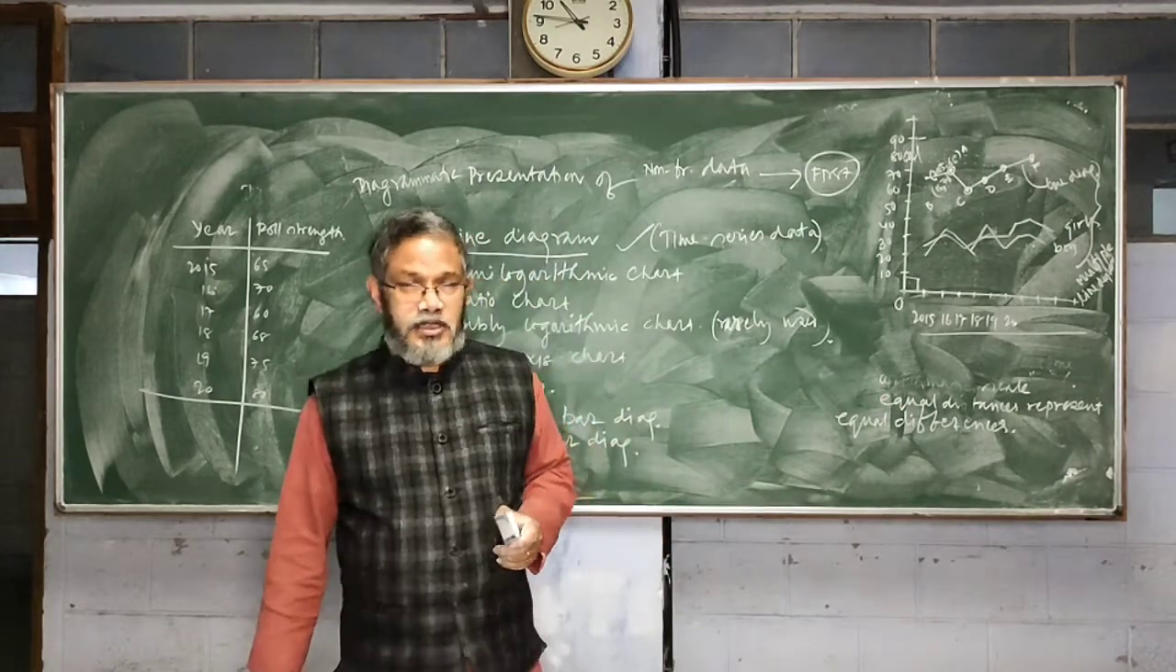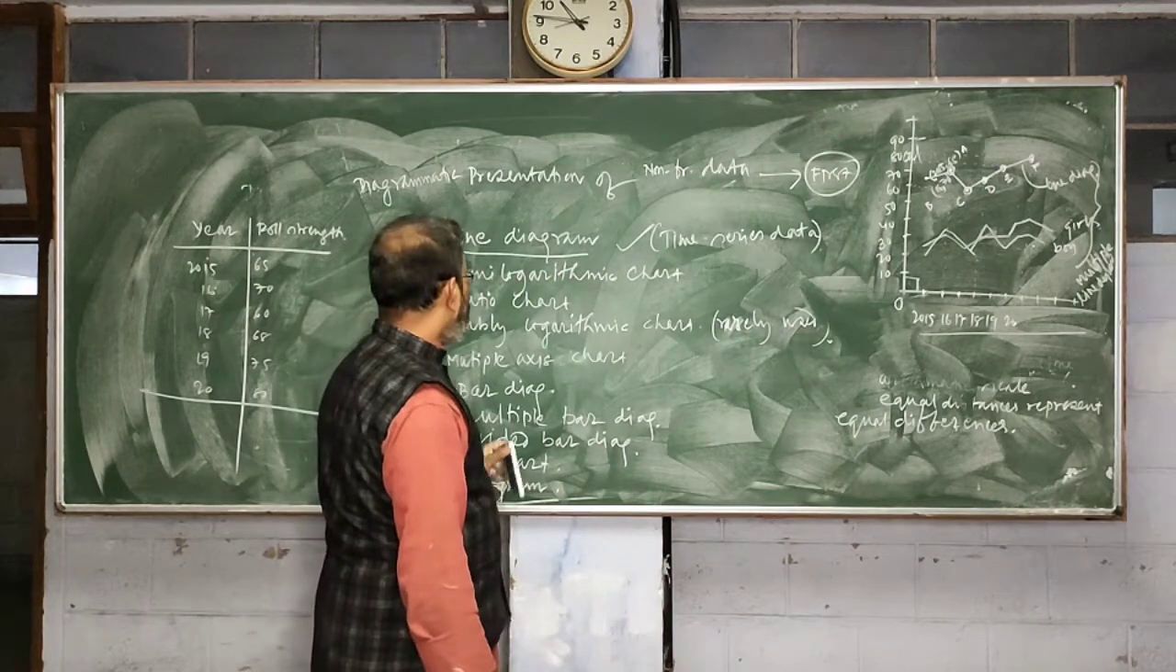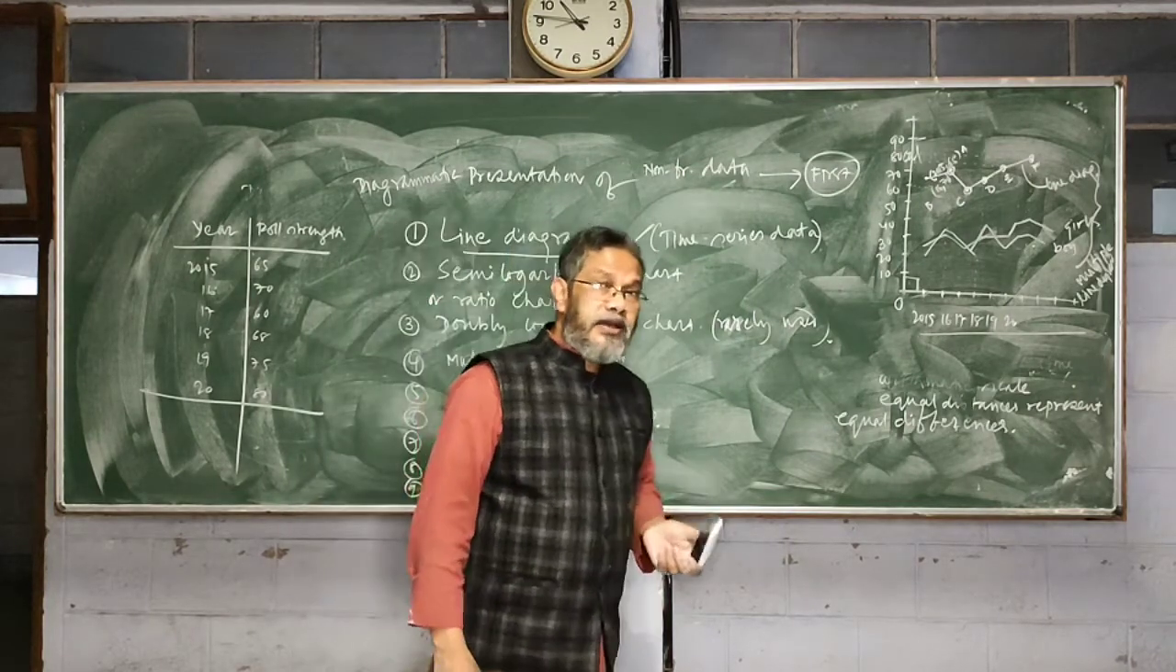Another important line diagram is there that I will explain tomorrow. That is called, I think, the next one is semi-logarithmic chart or ratio chart, and other diagrams.